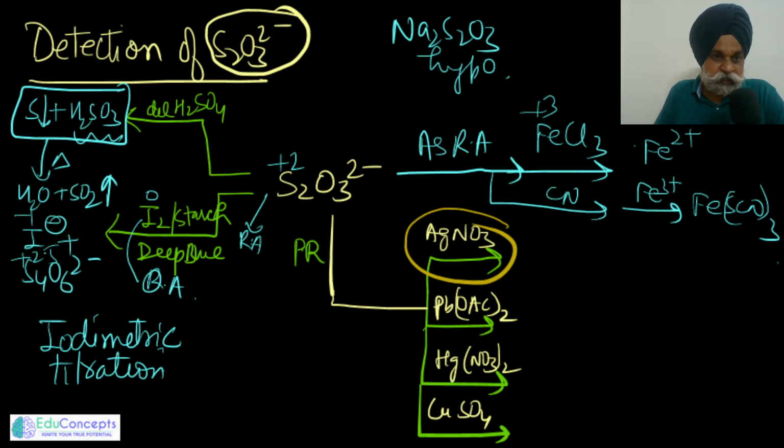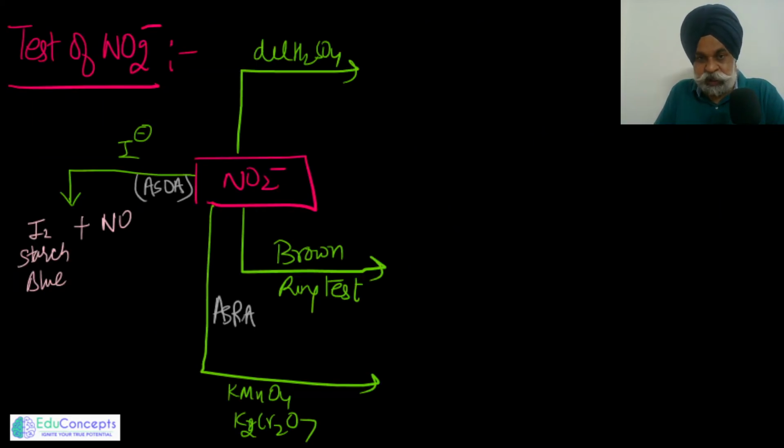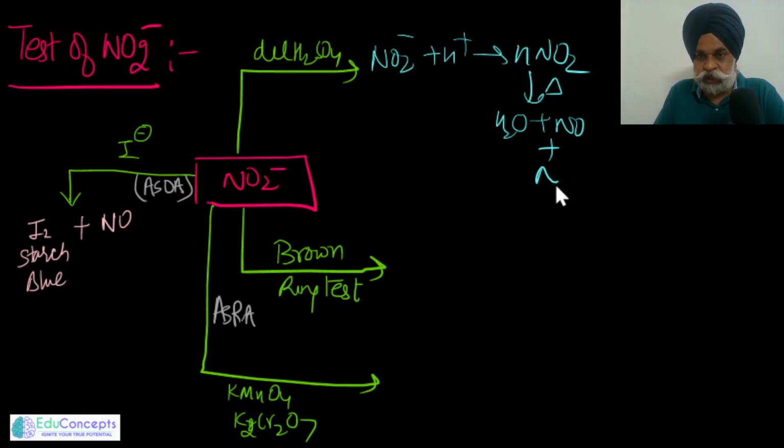Anyhow, coming on to the next one, the next one is the case of nitrite ion. Nitrite ion in reaction with H positive first gives you HNO2, and HNO2 on heating may produce water, NO, and NO2 gas. And this NO2 gas is a brown colored gas from where we can detect many things.